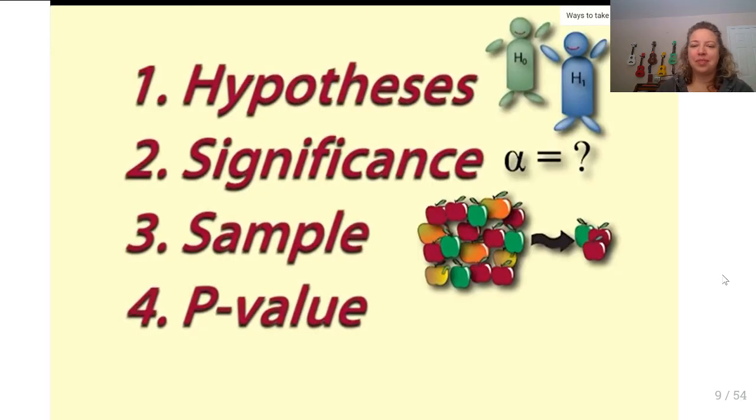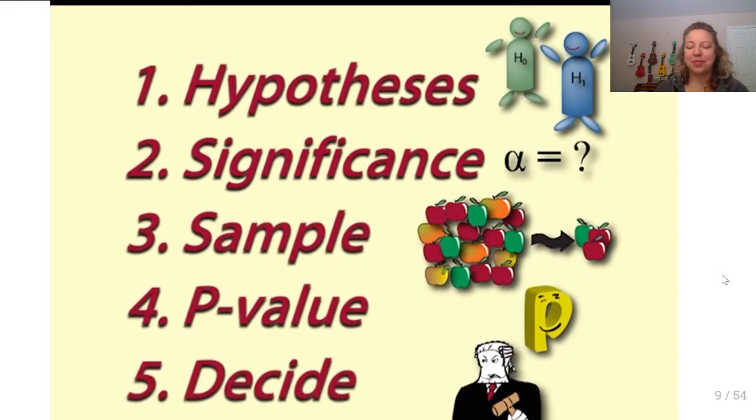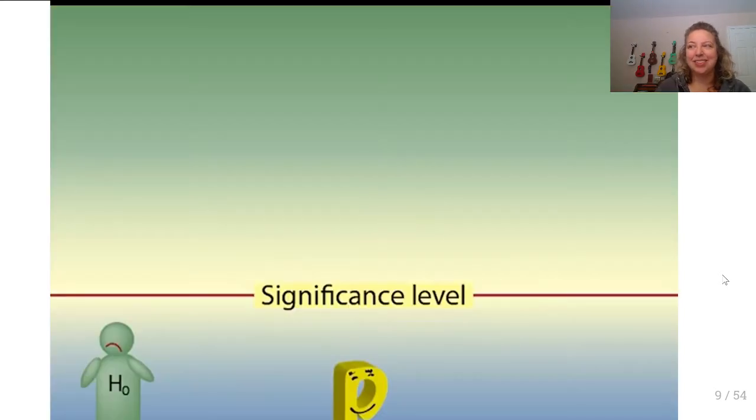Step 3. Take a sample from the population to provide the statistics you need. Step 4. Calculate the p-value. This is almost always done by a computer package. Step 5. Use the p-value to decide whether to reject the null hypothesis. If the p-value is less than the significance level you chose earlier, you will reject the null hypothesis. The sample has given you evidence that the null hypothesis is wrong.